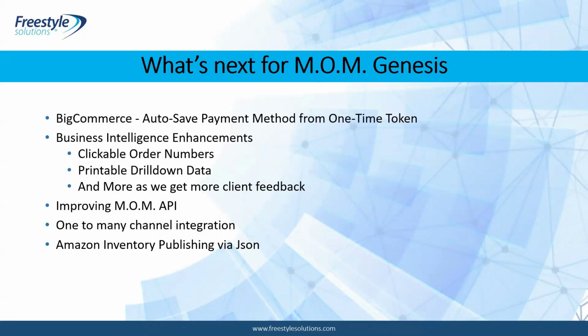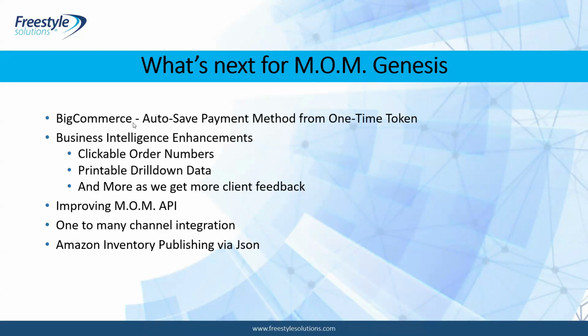So typically there's a vaulting and a token middleware that does that, and there's a fee for that. What we're trying to do is do that within M.O.M. One of the things we're looking to do is the autosave payment method from one-time token. From our research, there's a way to do that, so that's something we're looking to implement.